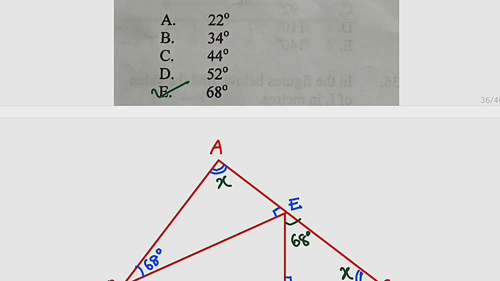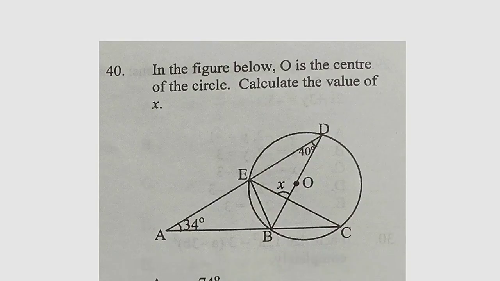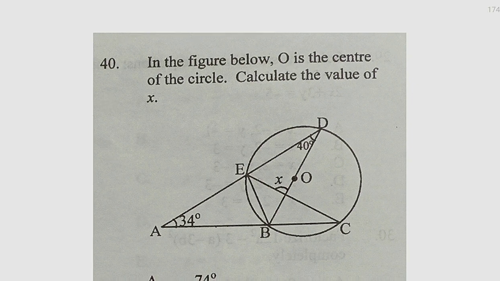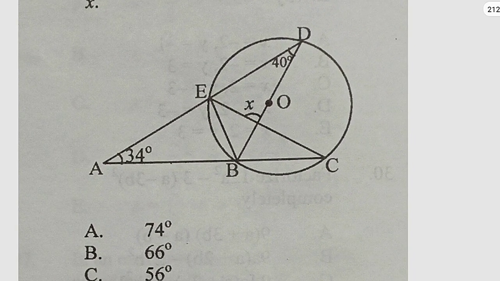Now let us move on to question number 40. Question number 40 reads, in the figure below, O is the center of a circle. We're asked to calculate the measure of angle X. And you can see that right here. So let me zoom it a little bit so that you see everything.